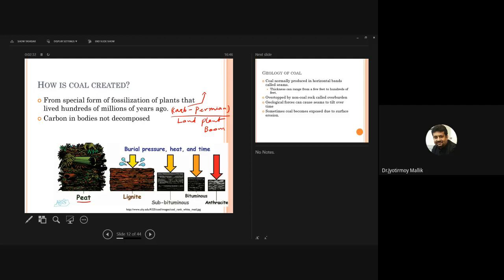What you see in this particular cartoon, that with the maturity, of course, there is a large compaction going on. Everything is kind of compacted. The carbon, though, is not decomposed. If carbon would have been decomposed by bacteria, what would have happened? Carbon would have created CO2, right? So you would have not seen that fixed carbon present in coal. So the importance here also is you have to create an anoxic environment.